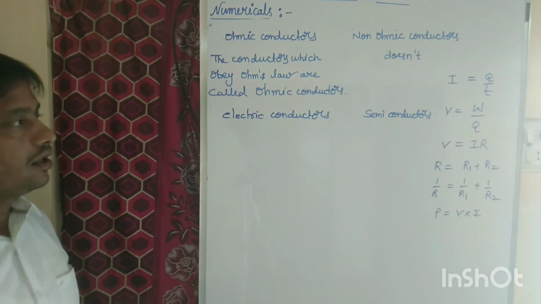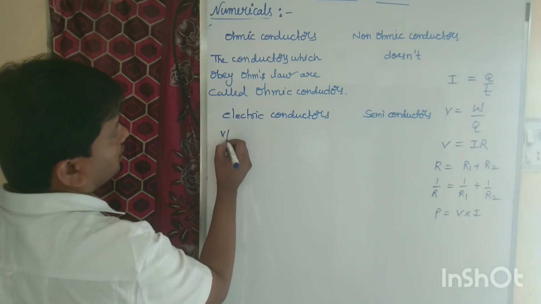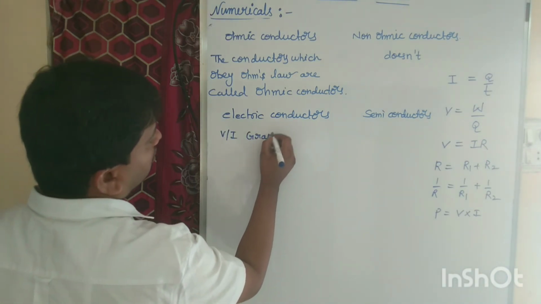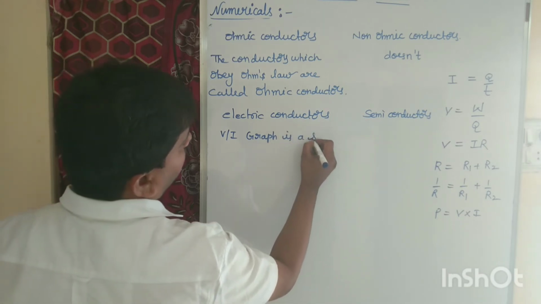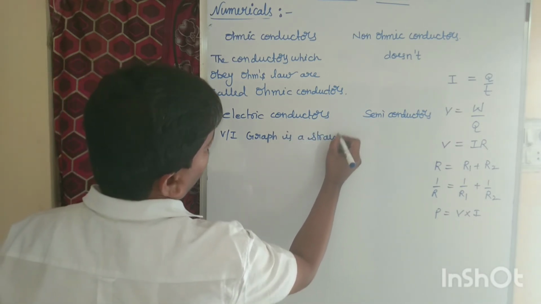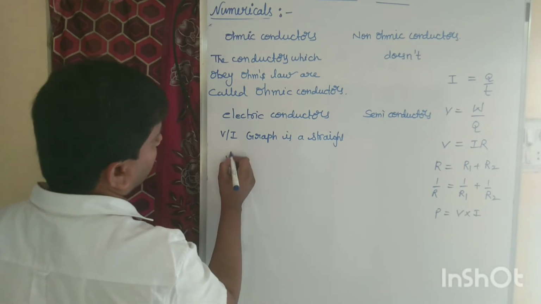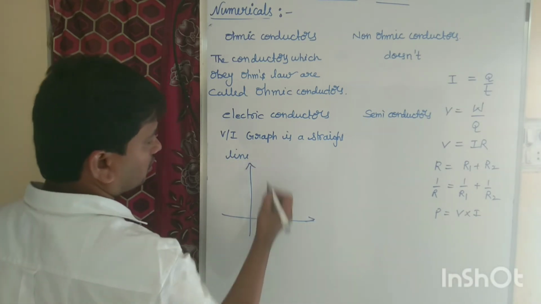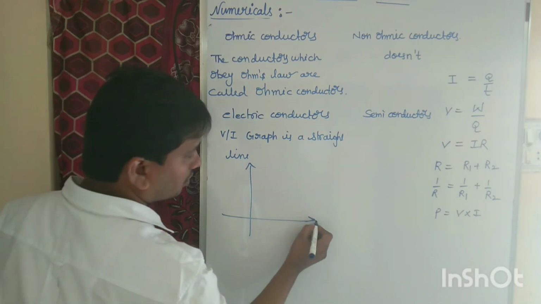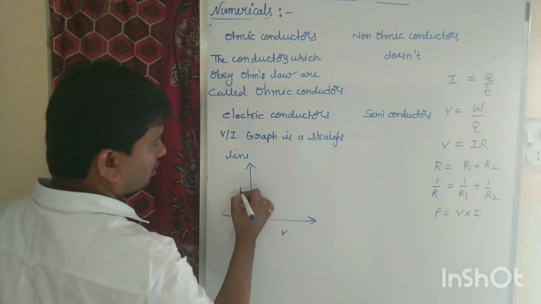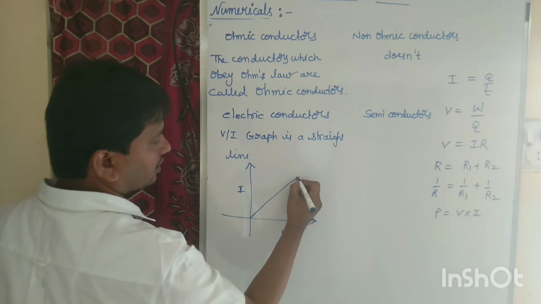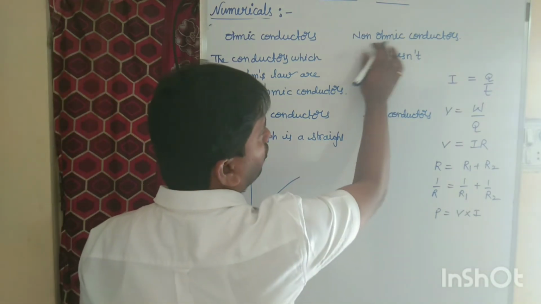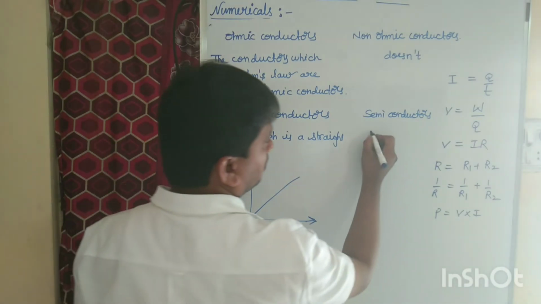And the V by I graph for ohmic conductors is a straight line. So this is our V and I, you will get a straight line. Whereas the V by I graph for non-ohmic conductors is a curved line. You will get a curved line here.